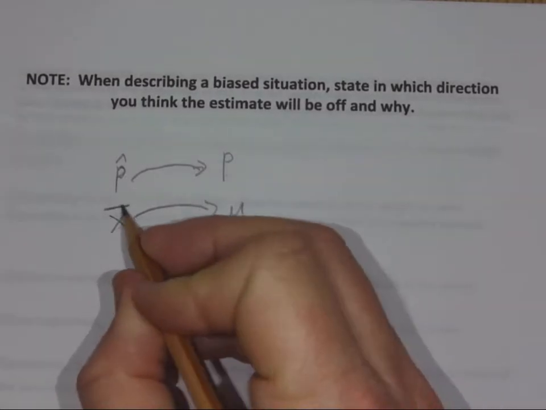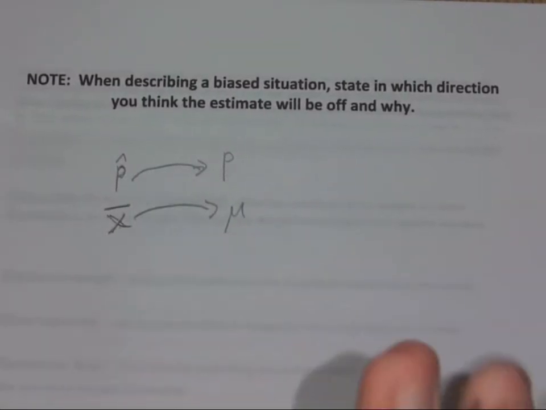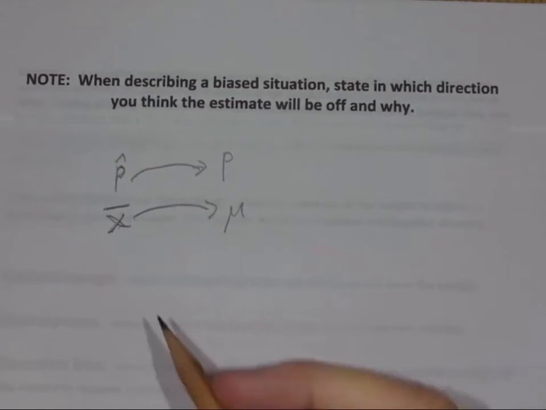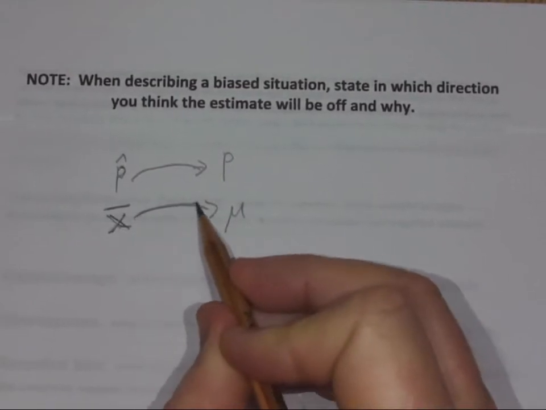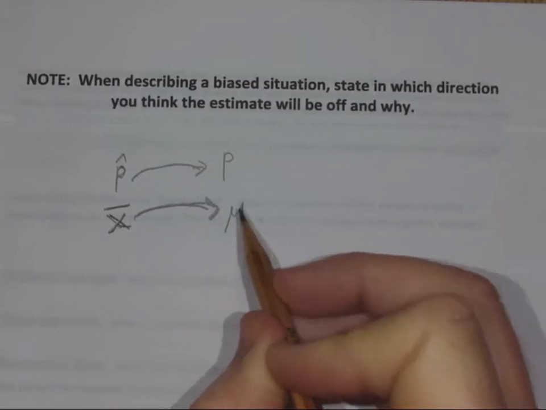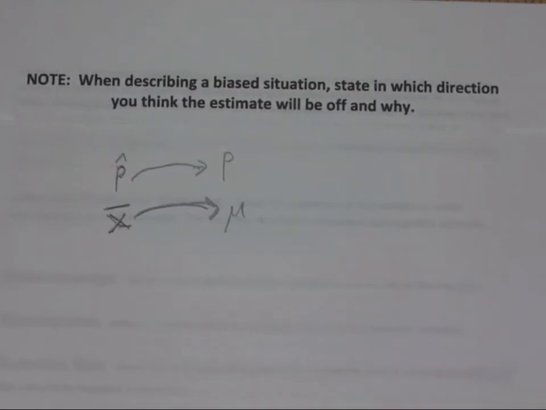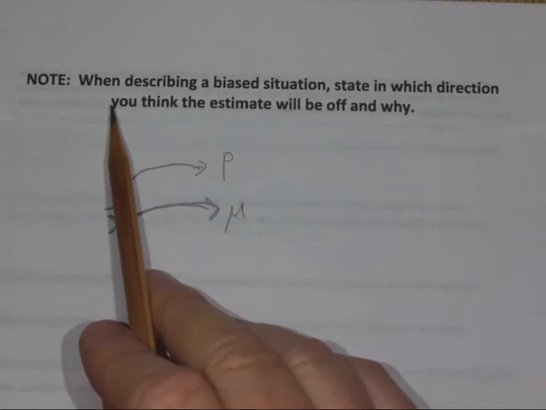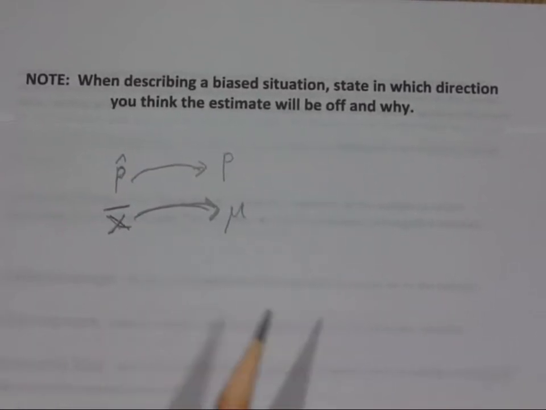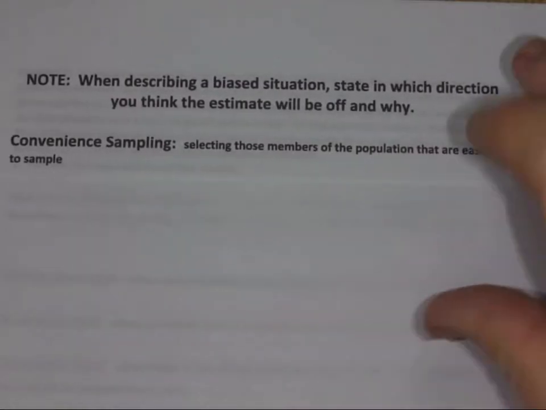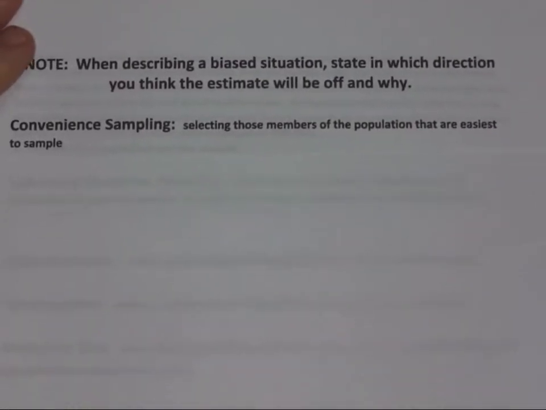But anyway, the way I would explain the bias in that situation is, I would say the estimate I'm getting is probably going to be too high because I'm only getting seniors and they're more likely to be heavier. So whenever you're asked to describe a biased situation, always explain how you think the estimate will be off. So, okay, let's talk about different bias situations.